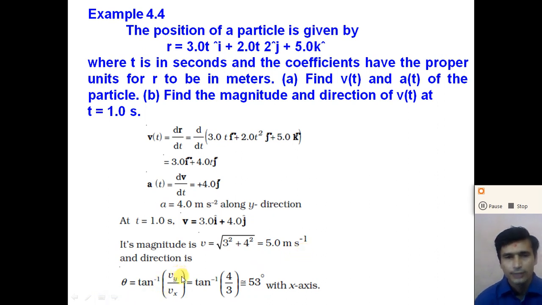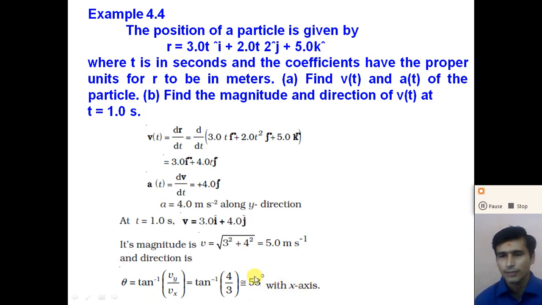And the direction theta is equal to tan inverse of vy divided by vx, right? So here tan inverse of the y component of the velocity, 4, divided by the x component of the velocity, 3. If you divide 4 by 3, you get 1.3333. And if you find the angle from the trigonometry values, we get the angle theta approximately 53 degrees, exactly 53.1 degrees with the positive axis. So here the magnitude of the velocity is 5 meter per second, and the direction of the velocity is 53 degrees with the positive x-axis, right?